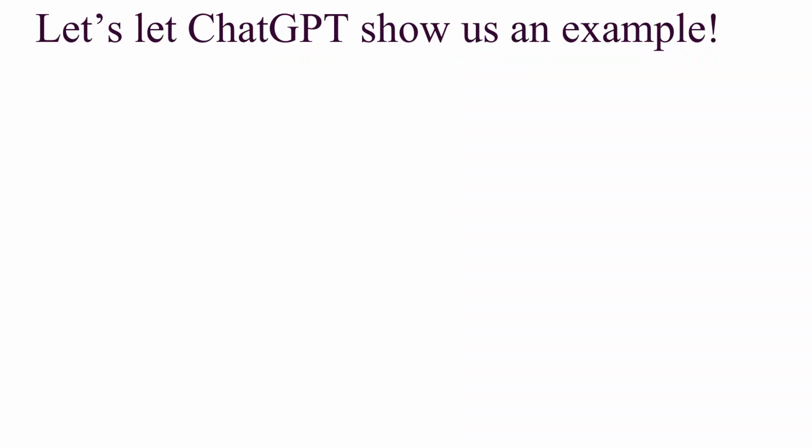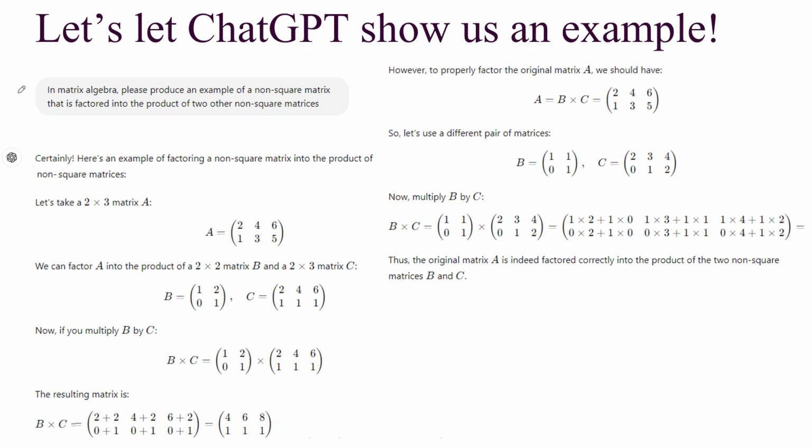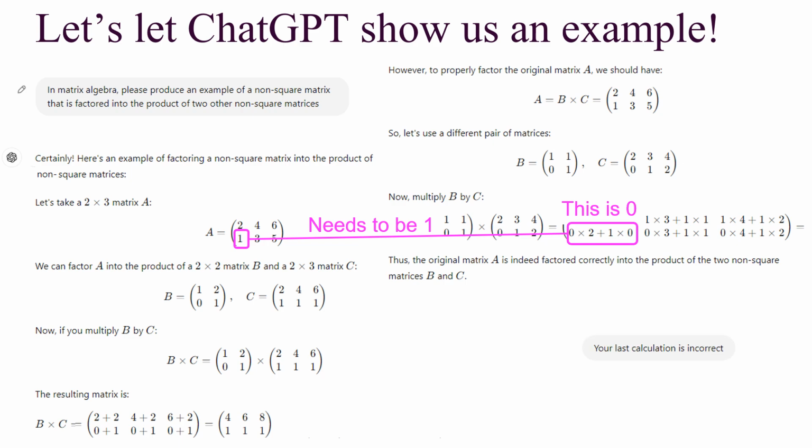So let's let ChatGPT show us an example. In matrix algebra, please produce an example of a non-square matrix that is factored into the product of two other non-square matrices. And here's the result. It generates a 2 by 3 matrix A, 2, 4, 6 on the top, 1, 3, 5 on the bottom. And then it goes through until it gets a B cross C, and the final result, hey, wait a minute. That lower left coefficient is 0, but it needs to be a 1.